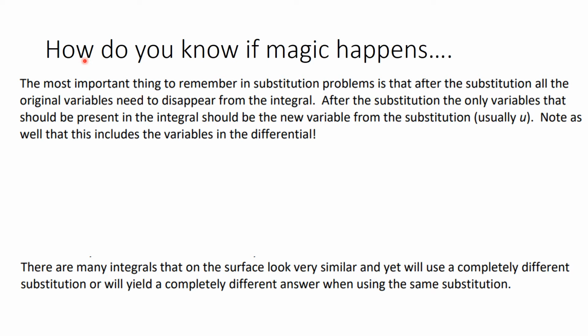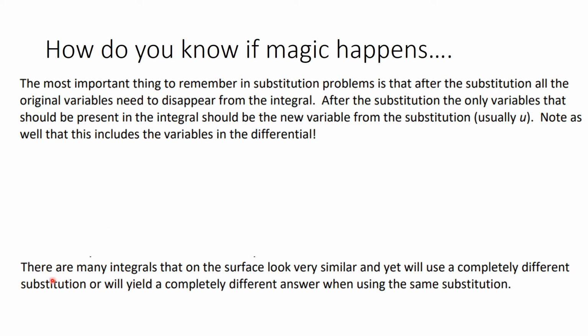Well, the most important thing to remember in substitution problems is that after the substitution, all original variables need to disappear, vanish. That's how come I call it magic, from the integral. After the substitution, the only variables that should be present are the new variables, usually u. And note, and this is very important, that includes the variables in the differentials as well. That's why we solve for the original differential like dx or whatever it is.